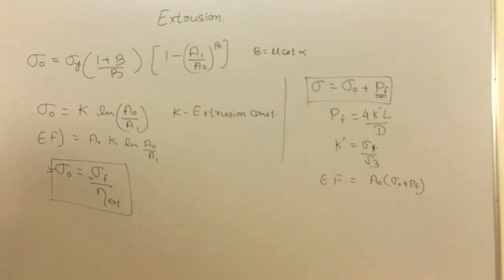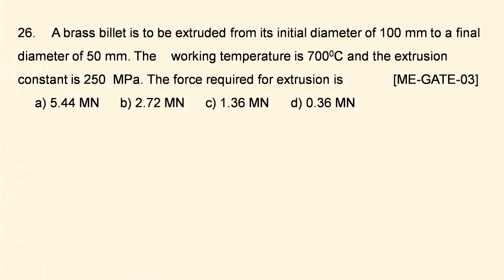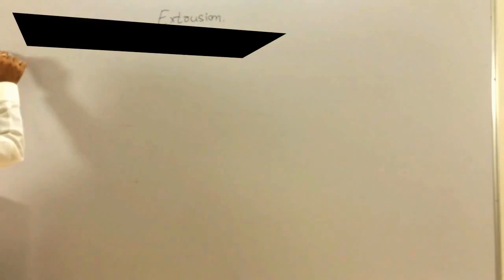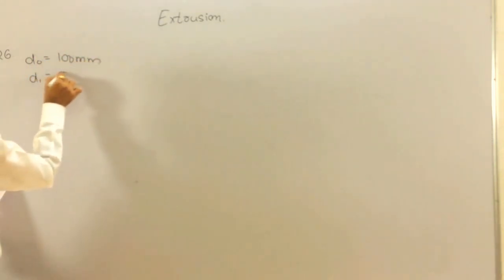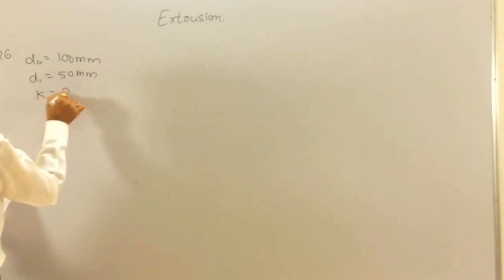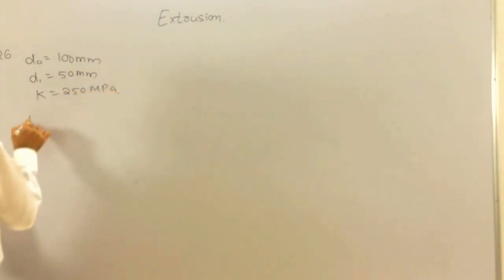Alright, so let us solve some numericals. From our booklet, question number 26. This question was asked in Mechanical GATE 2003. A brass billet is to be extruded from its initial diameter of 100 mm to a final diameter of 50 mm. The working temperature is 700 degrees centigrade and extrusion constant is 250 megapascal. The force required is. Okay, so a very simple question. Initial diameter d naught is 100 mm, final diameter d1 is 50 mm, and extrusion constant k is 250 megapascal. We have to determine the extrusion force.